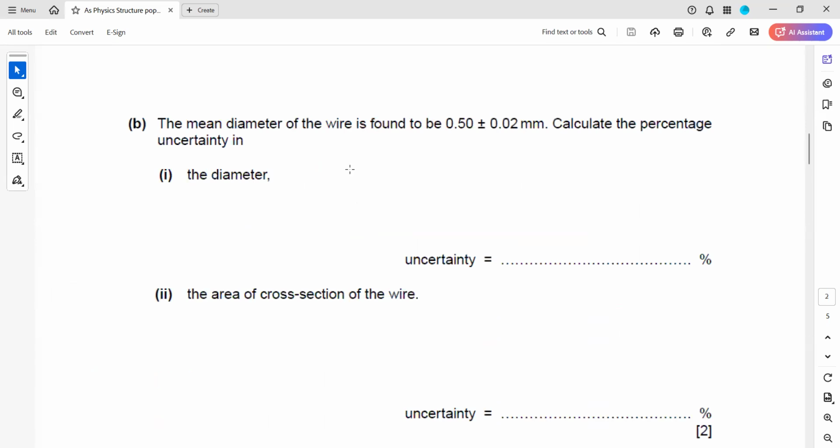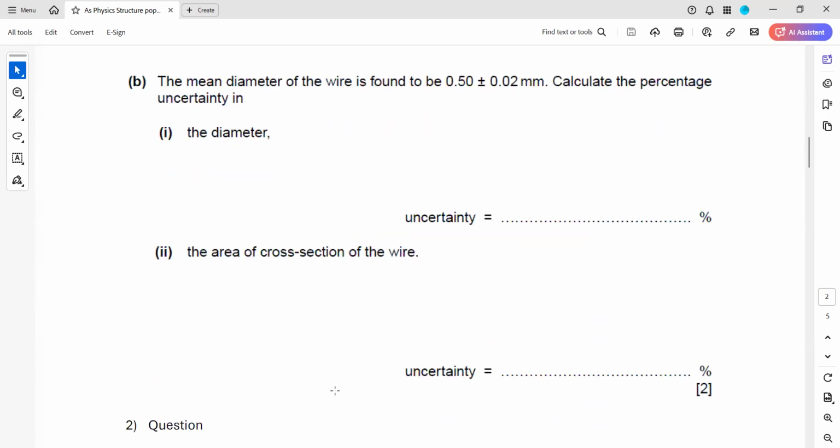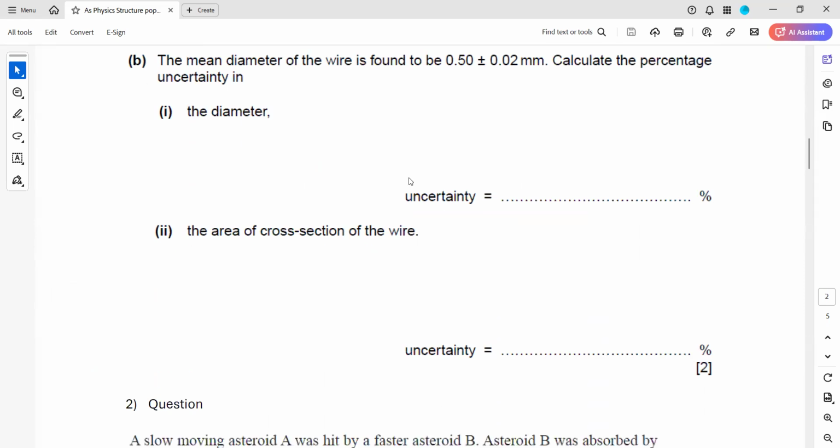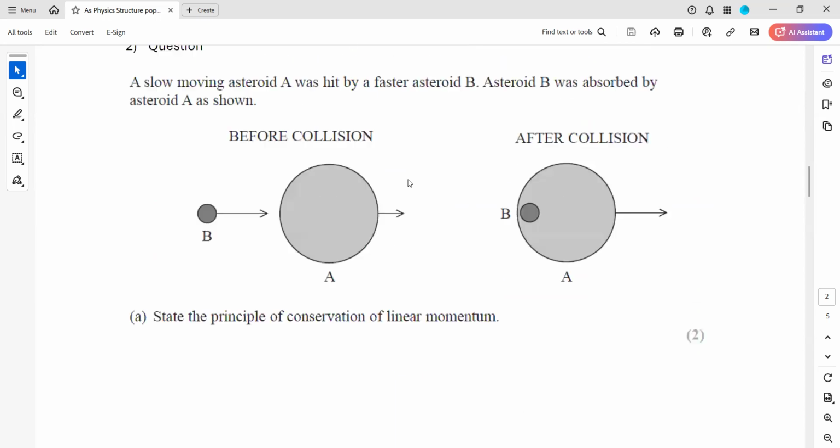Part B, any doubt? Any doubt in part B? No doubt? Okay. Question 2, part A, any doubt?